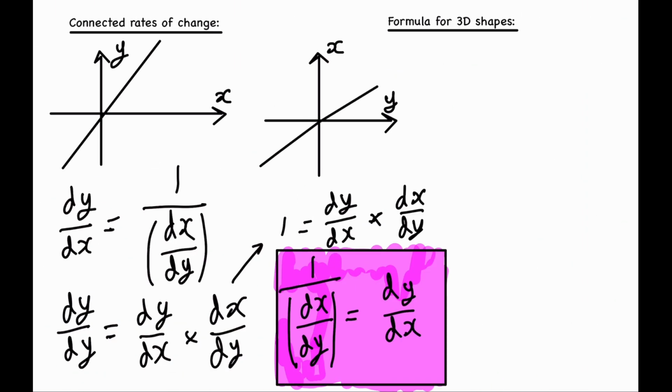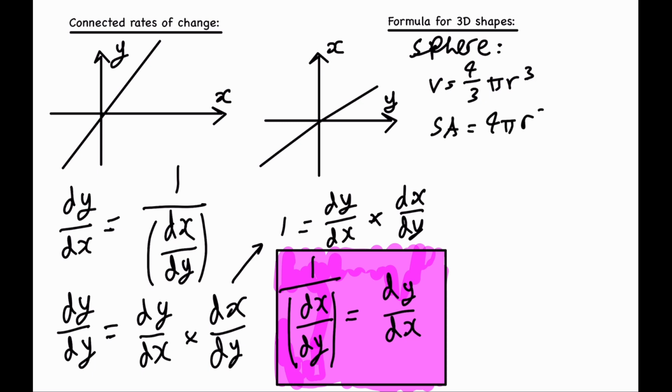So first you would have a sphere. The volume of a sphere is 4 over 3 pi r cubed. The surface area of the sphere is equal to 4 pi r squared.